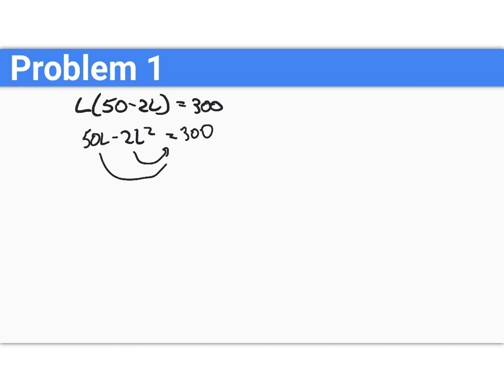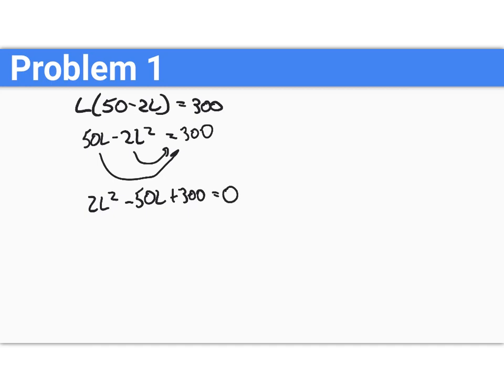So we had L times 50 minus 2L equaling the 300. And so we get 50L minus 2L squared equals 300. We're going to move the L and the 50L over to the other side. So that'll leave 2L squared minus 50L plus 300 equal to 0.